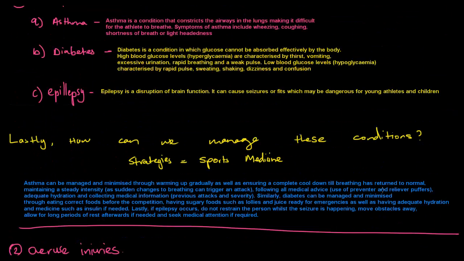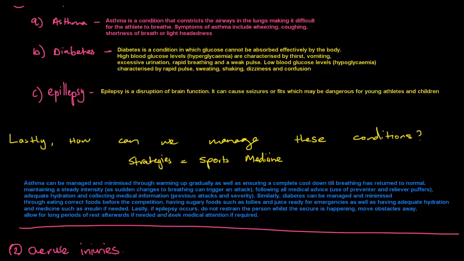So I've included here an excerpt of my information on how we can manage these risks. I've written: asthma can be managed and minimized through warming up gradually, as well as ensuring a complete cool down until breathing has returned to normal. Maintaining a steady intensity, as sudden changes to breathing can trigger an attack, as well as following all medical advice, such as the use of a preventer. I'm sure you've all seen those reliever puffers, where they breathe it in and they breathe it out, as well as eating properly, adequate hydration and collecting medical information.